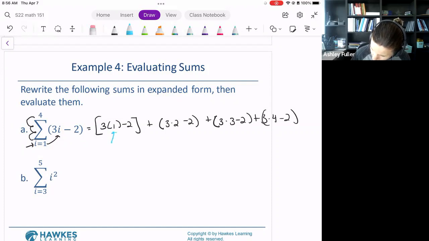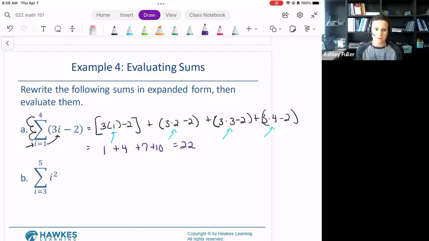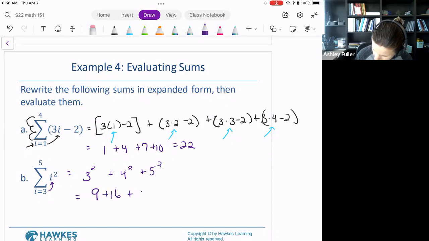So we have gone from 1, 2, 3, 4. Everything else stays the same. And those terms become 1 plus 4 plus 7 plus 10, which is 22. Following that same idea down here, notice we're not starting with 1, we're starting with 3. We're going to have 3 squared plus 4 squared plus 5 squared, climbing up that ladder, to 9 plus 16 plus 25 equals 50.